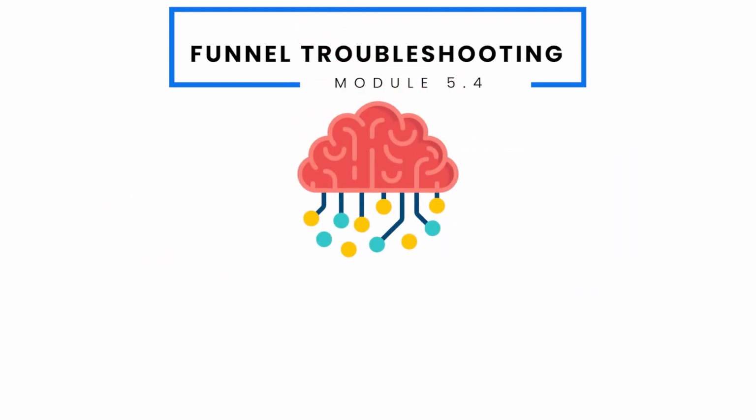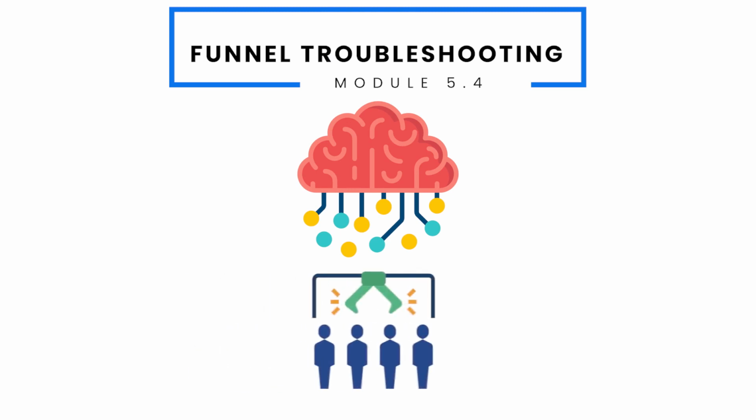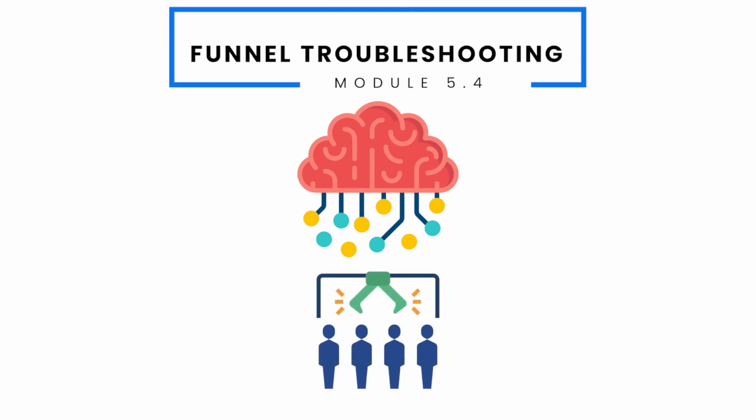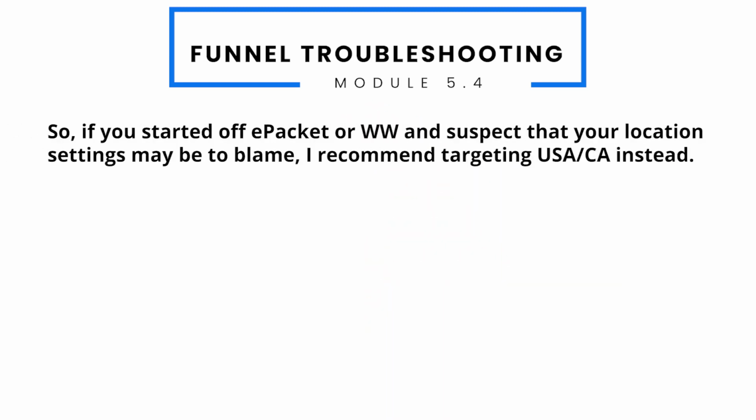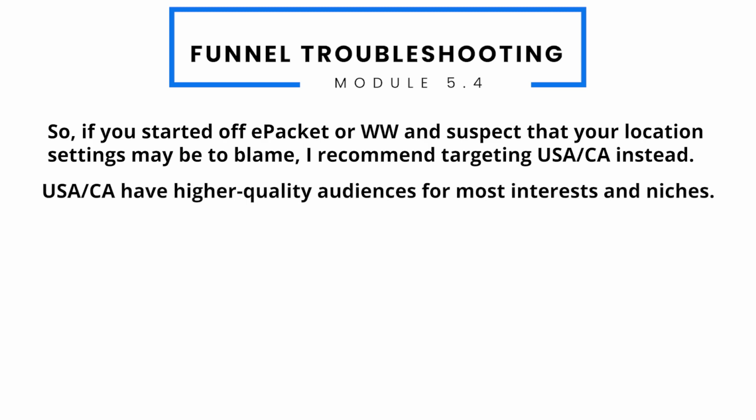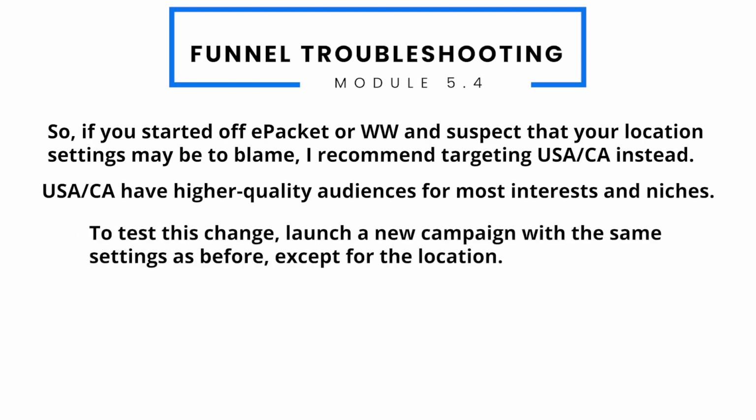Ultimately, this is because the machine learning algorithm may not have found an optimal audience across a number of different countries based on your ad account history. So if you start off with ePacket or worldwide and suspect that your location settings may be to blame, I recommend targeting USA/Canada instead. Generally speaking, USA/Canada have higher quality audiences for most interests and niches. As usual, if you decide to test this change, you'll want to launch a new campaign with the same exact settings as before, except for the location.